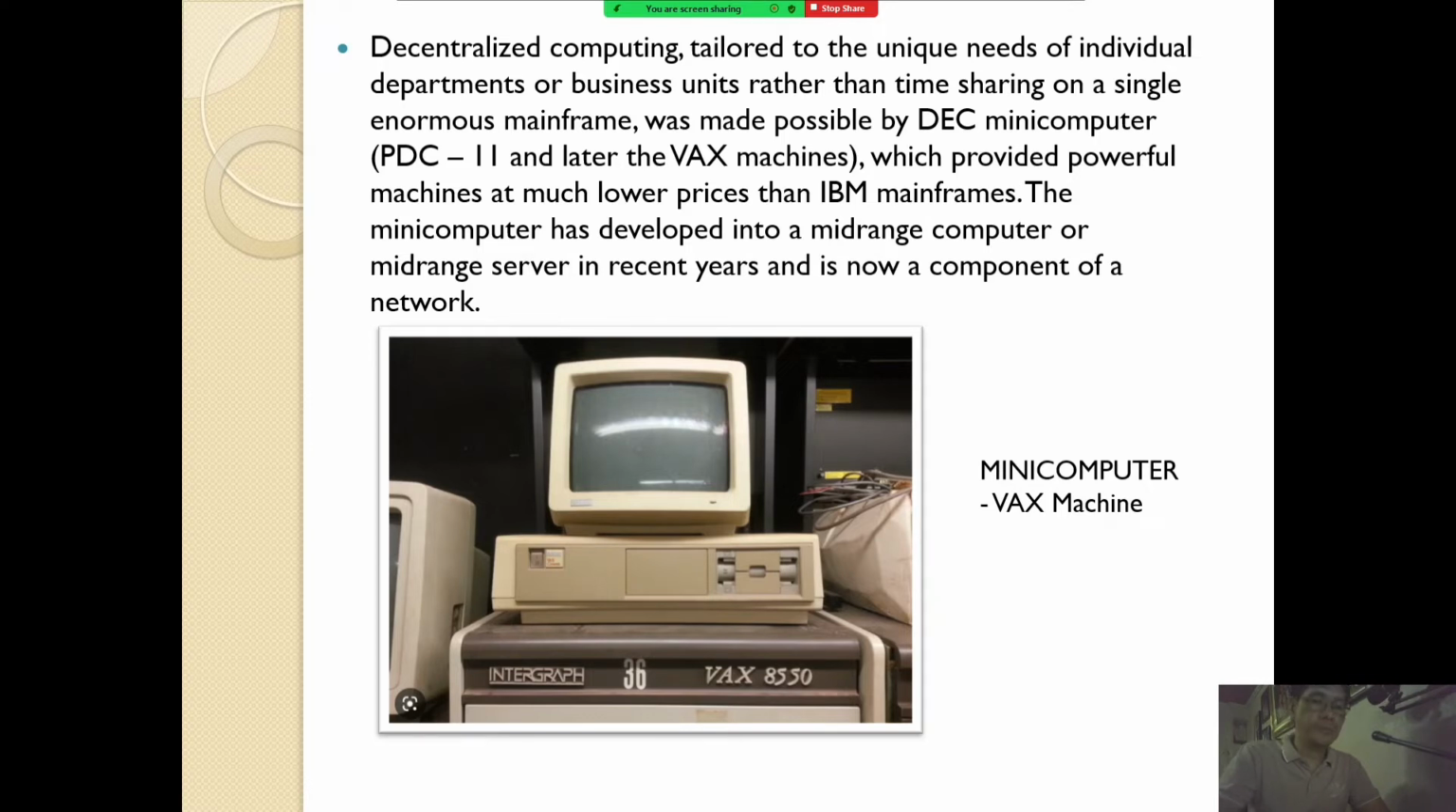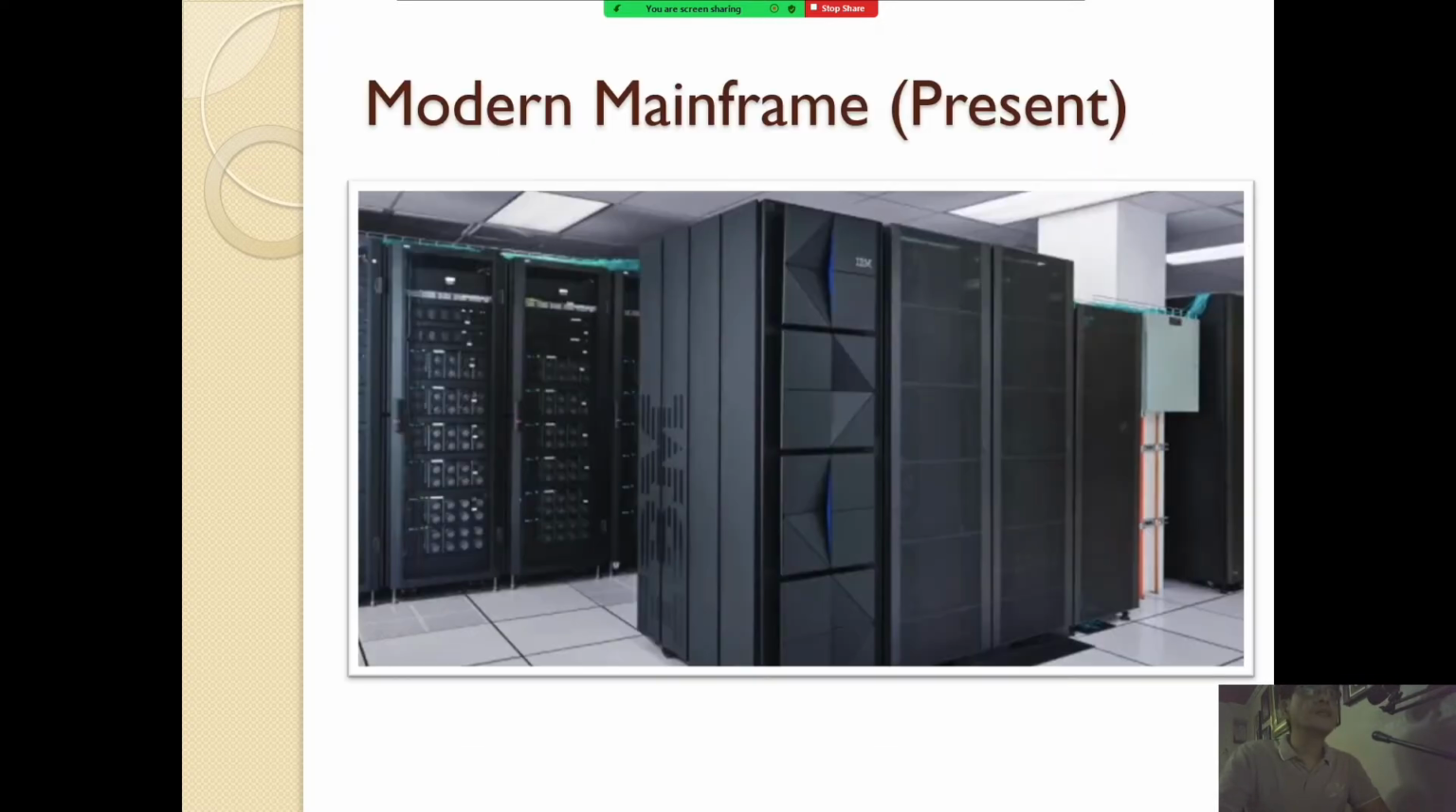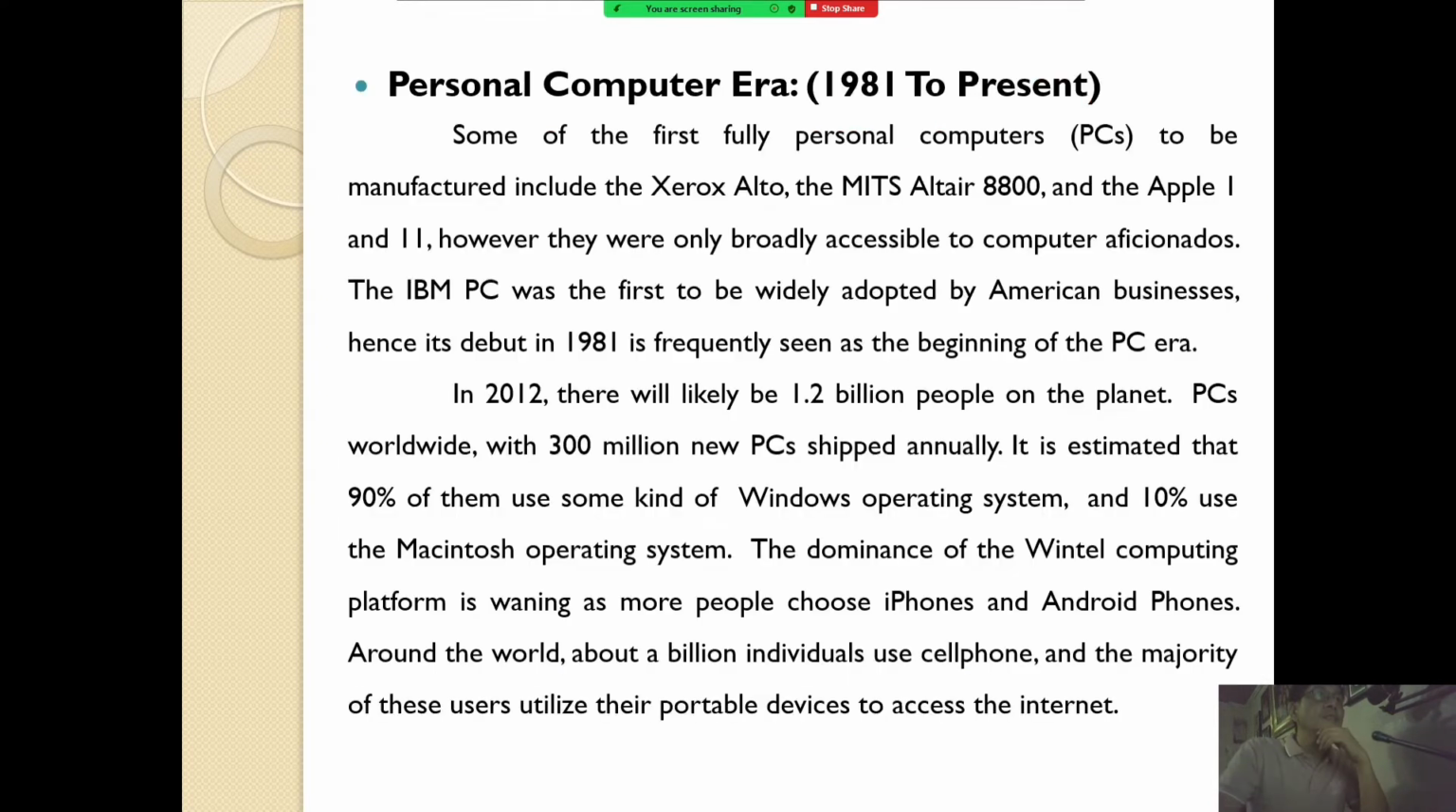So next. So these are the modern mainframes at the present. They were quite large back then, yeah? So the personal computer era, that is 1981 to present.